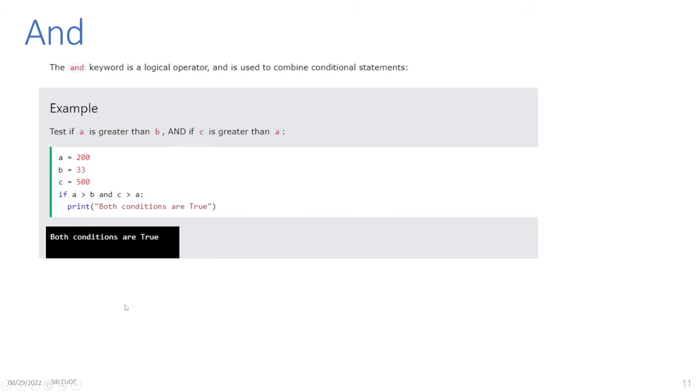And. The and keyword is a logical operator and is used to combine conditional statements. Test if a is greater than b and if c is greater than a. So we have here a equals 200, b equals 33, c equals 500. If a is greater than b and c is greater than a, we print both conditions are true. So let's try to evaluate. A is greater than b, yes. C is greater than a, yes. So both are true. So using and will produce a true result.